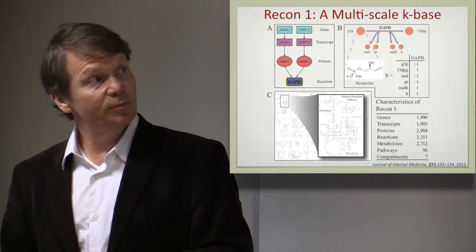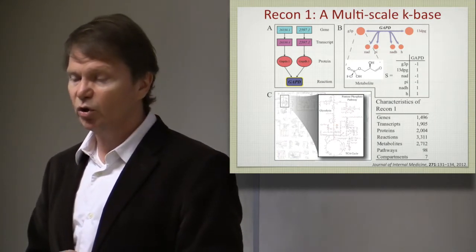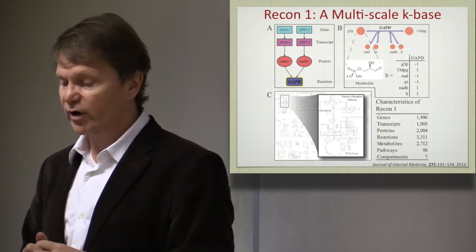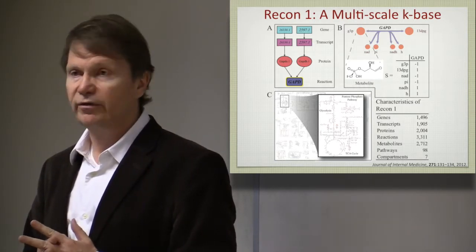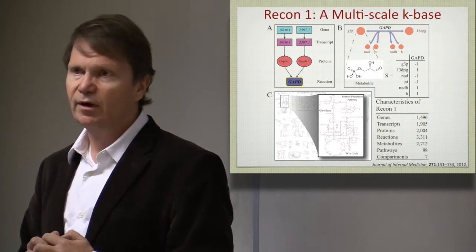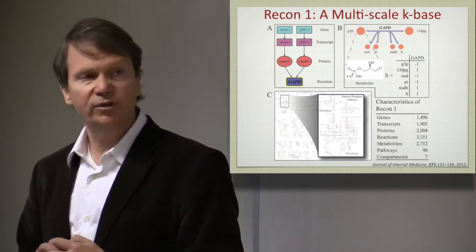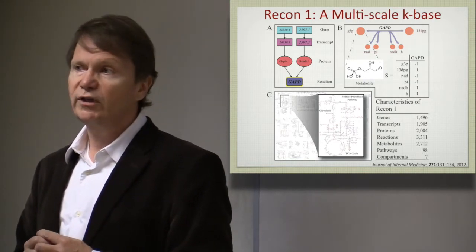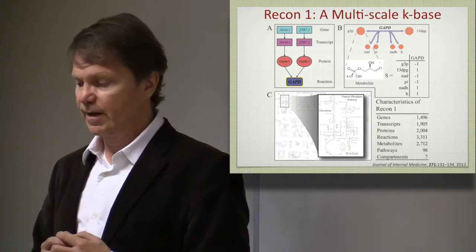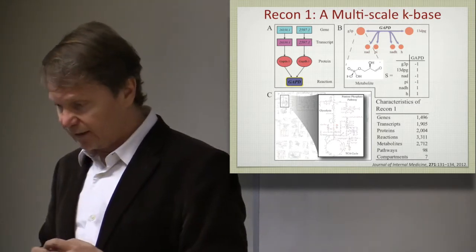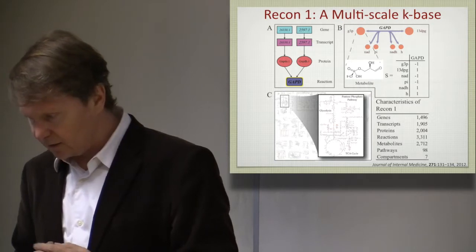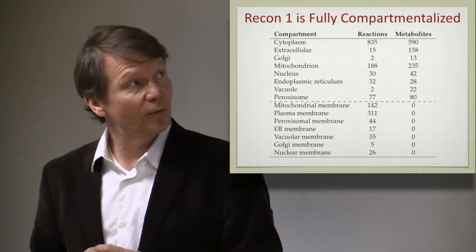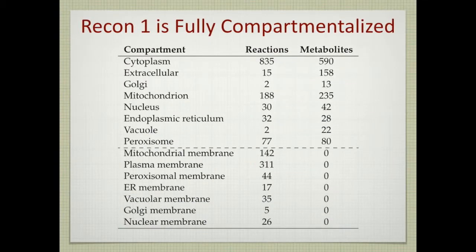So it's a multi-scale knowledge base, as we talked about before. Some of its features are shown here. There are the gene-protein reaction associations. On genome scale, there are the reactions and the metabolites, the chemical properties, the proper stoichiometry. A map is available. It's pretty large. Just under 1,500 genes are accounted for in here. And the compartments it has are shown at the bottom. There are 7.